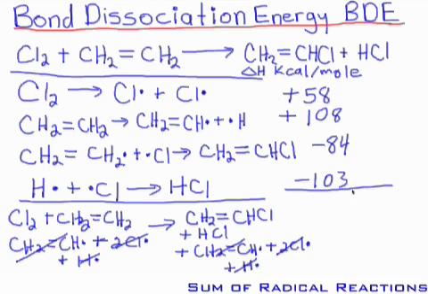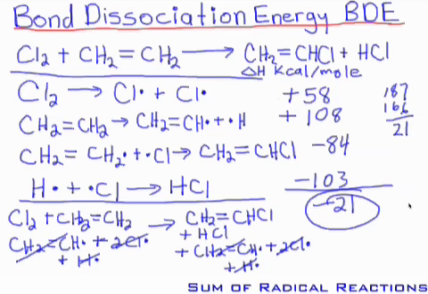So now I can add up my ΔH values. And I see if I add up the negatives, that's minus 187. If I add up the positives, that's 166. So I can do 187 minus 166. Well, that's pretty easy. I end up with minus 21 kilocalories per mole. This minus 21 kilocalories per mole, because it's negative, tells you that this reaction is exothermic and energy is released. So we're breaking a lot of bonds, forming a lot of bonds, but overall we're getting more energy out by chlorinating the alkene.